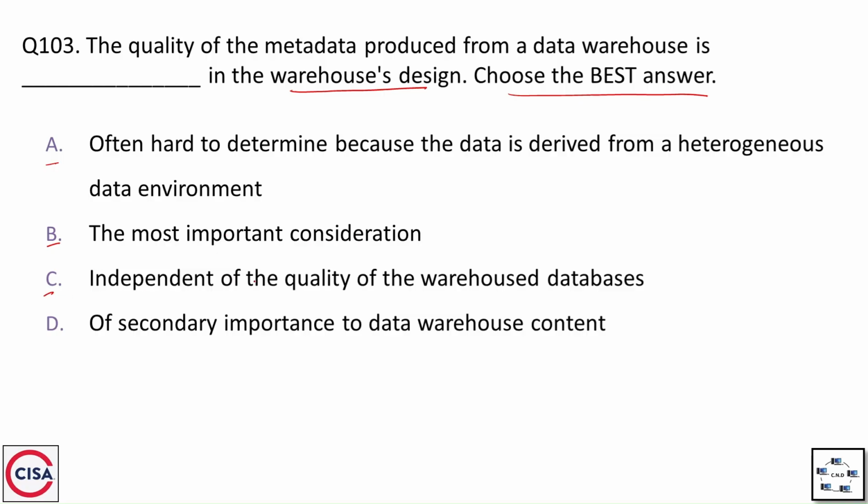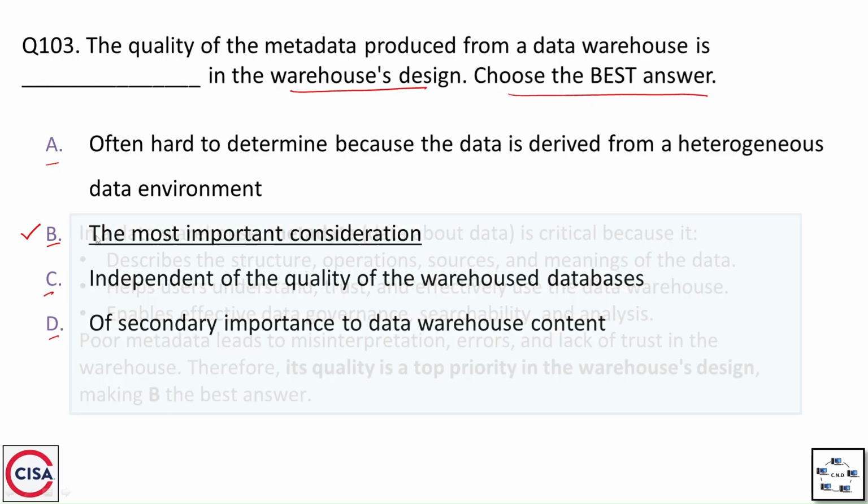Option C, independent of the quality of the warehouse databases. And option D, of secondary importance to data warehouse content. And the correct option is option B, the most important consideration.